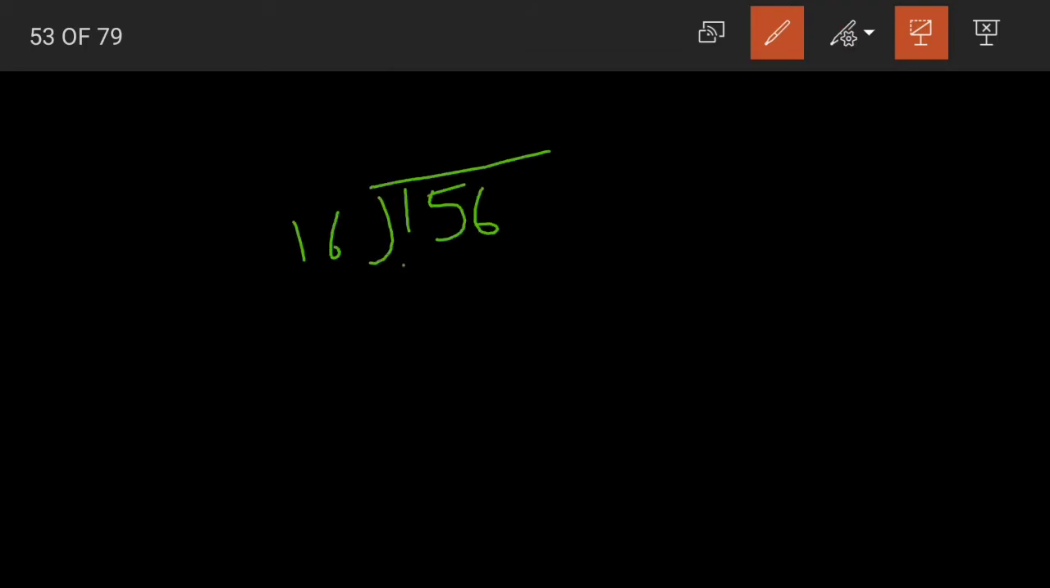If we take the first two digits also, it is not possible for us to divide with our 16 here, because it is less than our divisor. So we'll take all the 3 digits at once. If you look at the 16 table, children, we have 16 sixes are 96.